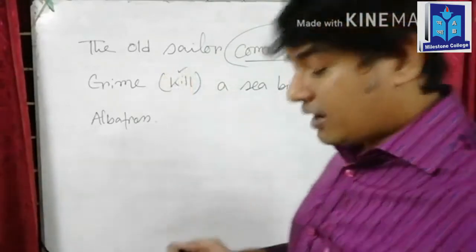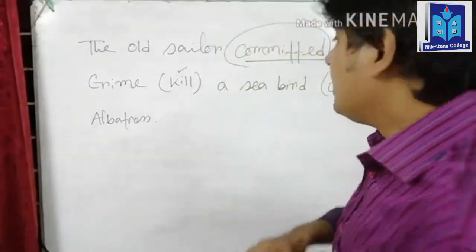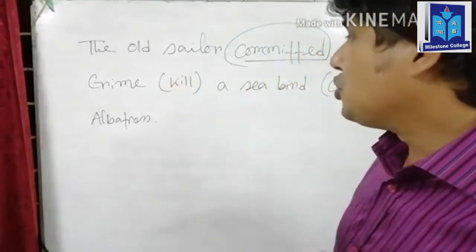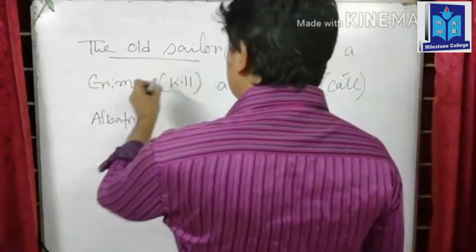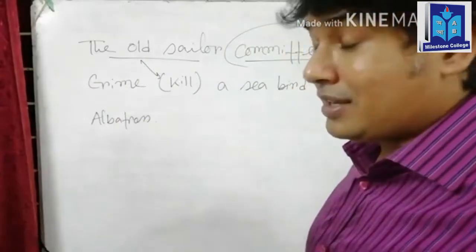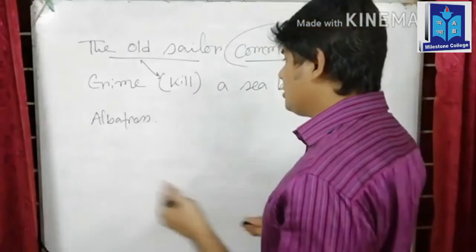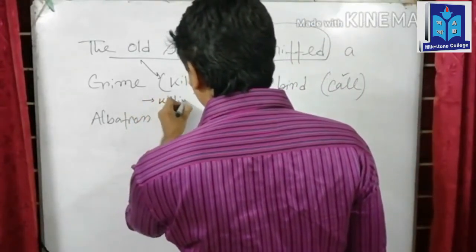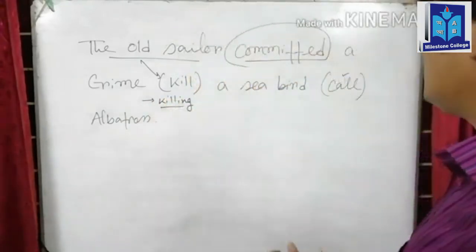So what is the fate of these two verbs? The old sailor committed a crime, kill. So the first verb there in bracket is kill, and what are we going to do with this verb? The subject there is the old sailor, and is there any purpose? No. Actually, he killed the bird without having any purpose. So that's why we will add ing to the verb: killing. The old sailor committed a crime, killing the seabird.